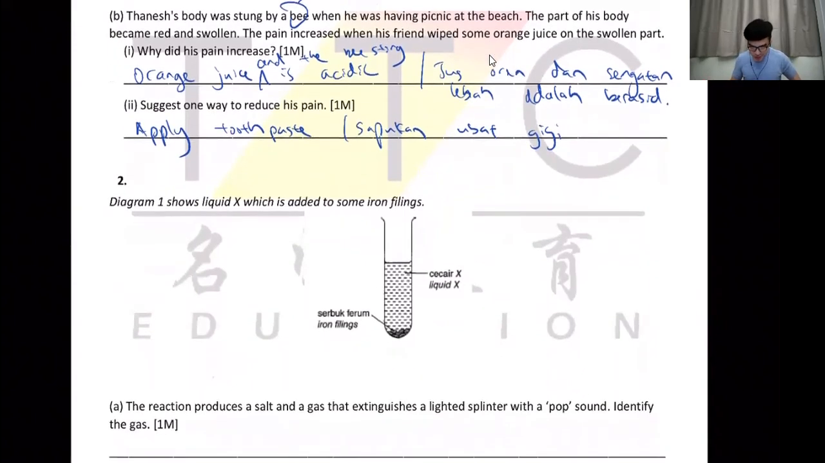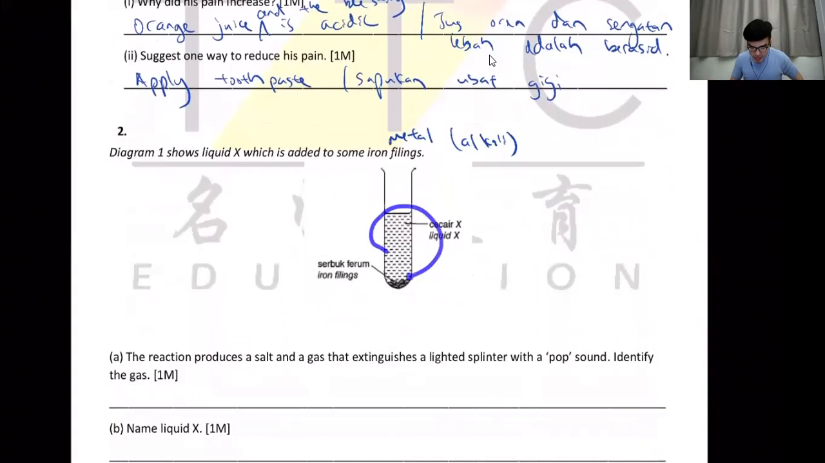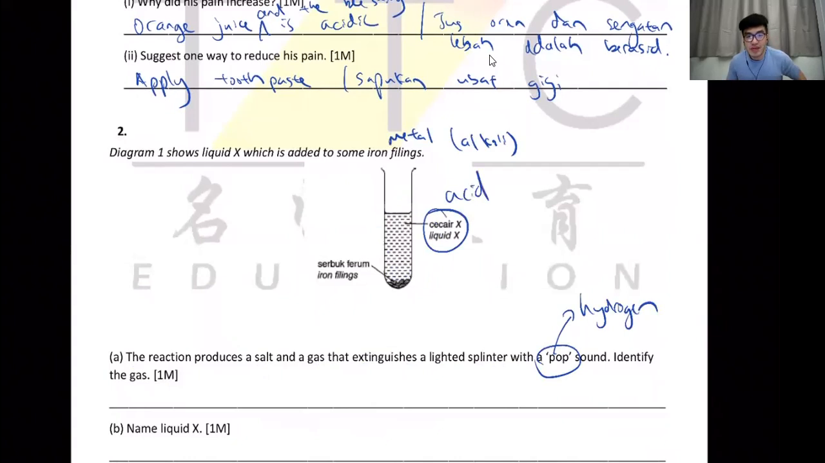All right, anyway, so number 2, liquid X, which is added to some iron filling. Iron filling is serbuk besi. Like I told you just now, metal is alkaline. So when they add liquid X, you see what happens? The reaction produces a salt and a gas that extinguishes a lighted splinter with a pop sound. So when you see a pop sound, you definitely know this is hydrogen. When you know there's hydrogen, that means this thing is confirmed acid, because if I add acid to metal, I will get hydrogen gas. So for sure, this is acid. If you add alkaline here, you will see nothing.